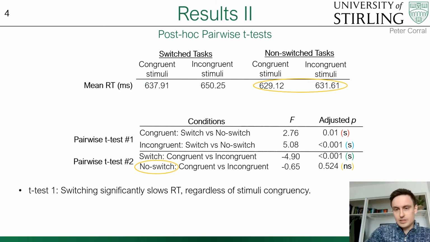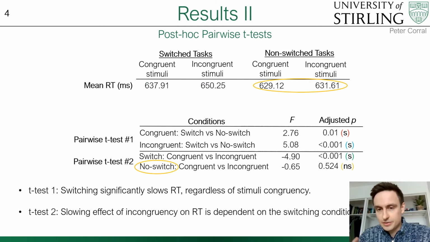The non-switched tasks were not significantly different between congruent and incongruent stimuli. So that's just telling us that stimuli incongruency can significantly slow reaction time, but only in switched tasks. So it's kind of dependent on the switch condition really.